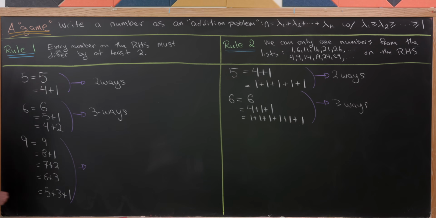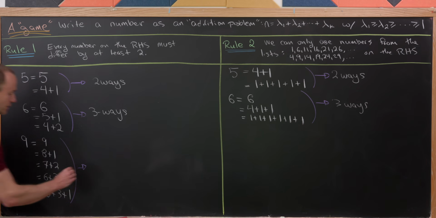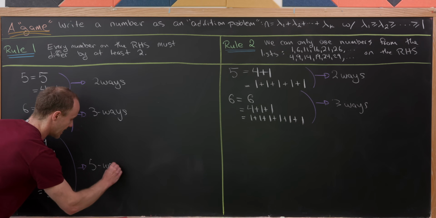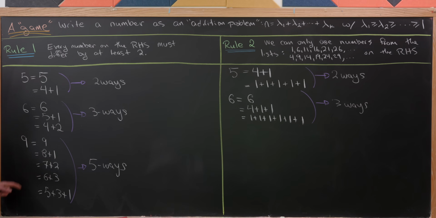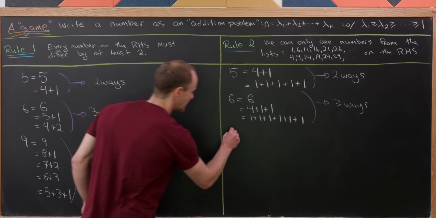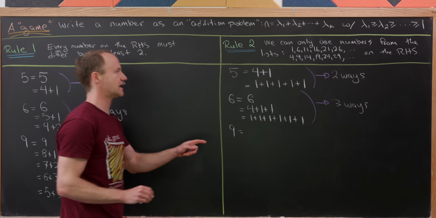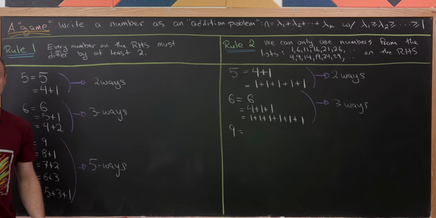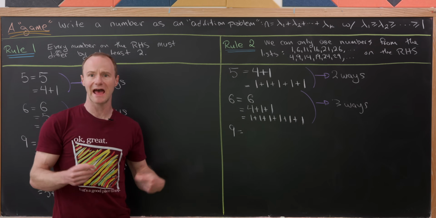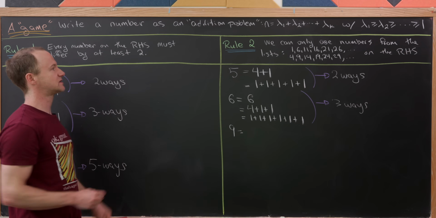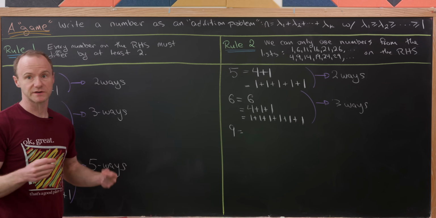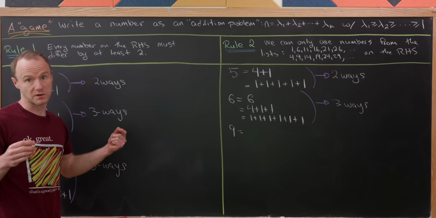But how many ways can we do this? Well, just adding those up, those are 5 different ways. Now, if we can take the number 9 and expand it 5 different ways using rule 2, then maybe we could have a guess that these two numbers of ways of expanding numbers are the same.